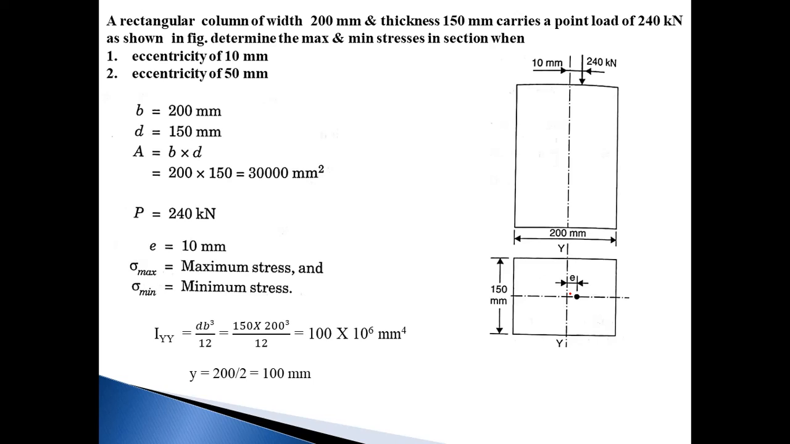Okay. So first write down the given: B is equal to 200 mm, D is equal to 150, area is equal to B into D, that is 30,000 mm square, P is equal to 240 kilonewton, e is equal to 10 mm. So the final determination is sigma max, that is maximum stress, and sigma minimum, that is minimum stress. So first of all we need to calculate moment of inertia.